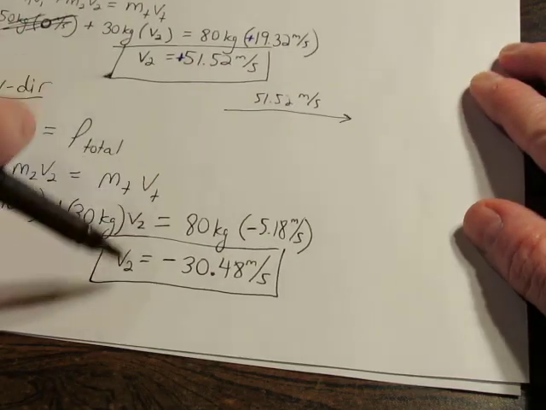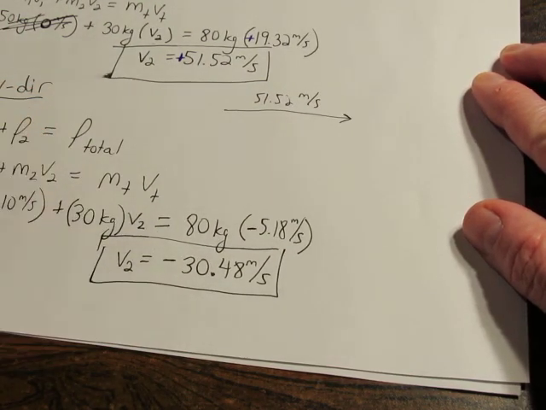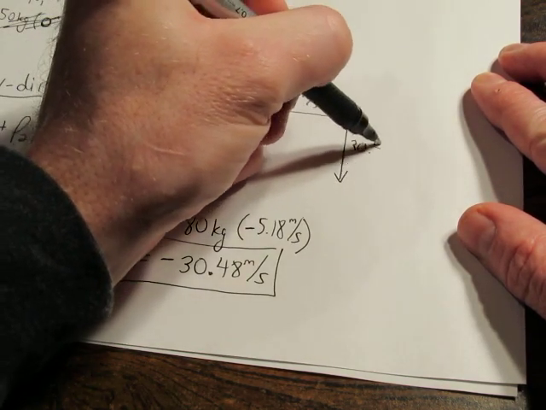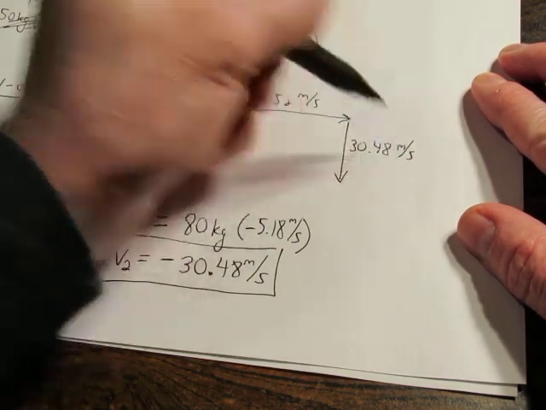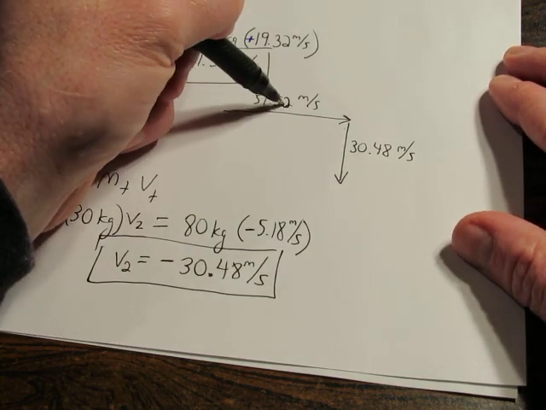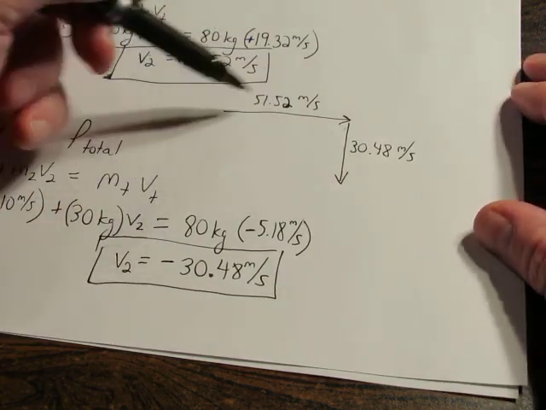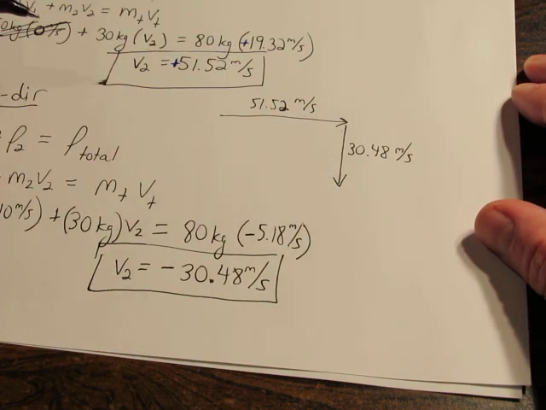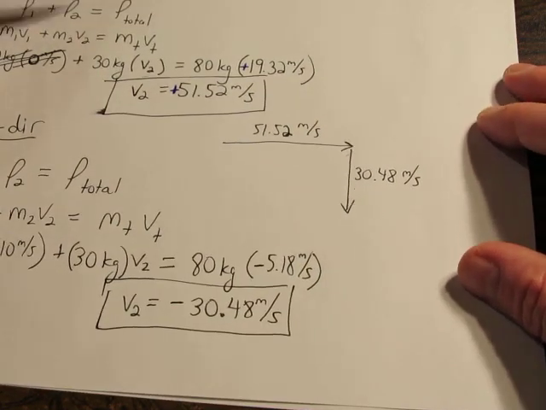And in the y direction, it's traveling down, 30.48. And that's all the signs are good for. So it's kind of like work that we did last week and the week before. You don't actually use the signs in the calculation in the end. You just use the signs to design the picture of what it looks like.